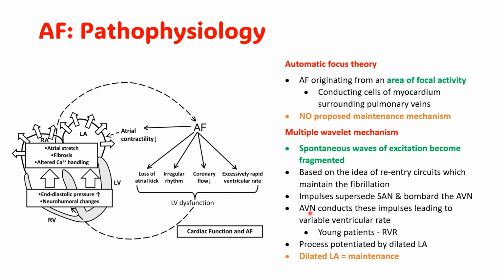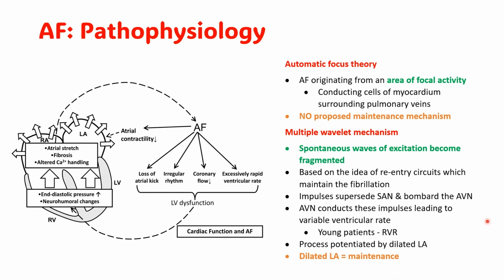And then, like I mentioned at the start, the AV node conducts these impulses and it can lead to a variable ventricular rate. And it's typically younger patients where they have a rapid ventricular response. So they have that ventricular rate of greater than 100 beats per minute, and then slow AF in the more elderly patients when the ventricular rate might be less than 60. So age is a very important factor when talking about AF.